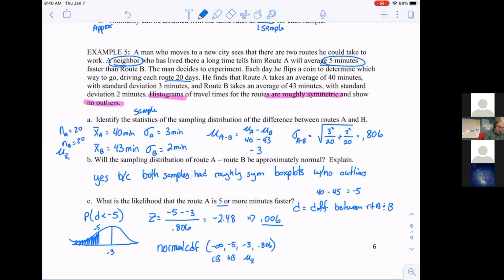So again, I wrote down the mean of X bar, but that's not the mean of X bar. I defined what X bar was: the mean difference, and the standard deviation of difference. There we go.